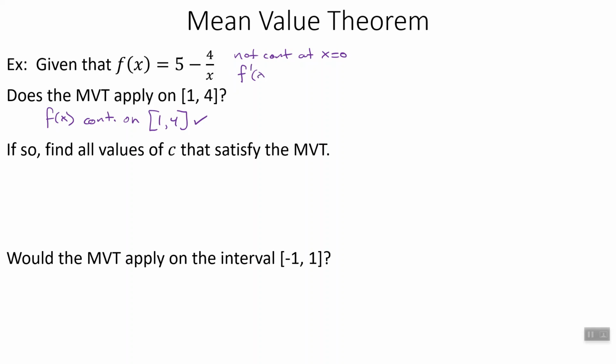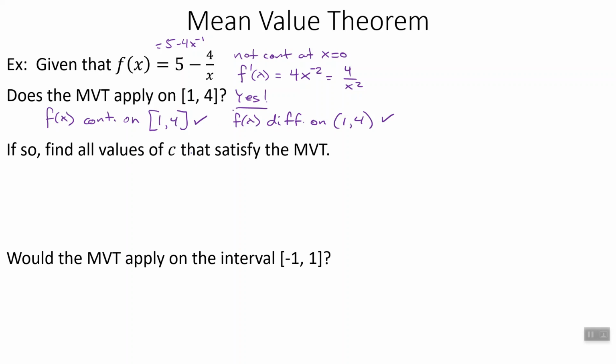So we're going to take our derivative. F prime of x is, that's going to go away. We can rewrite this as 5 minus 4x to the negative 1. And then we just bring down the negative 1. So we'll get negative 1 times negative 4 is 4, x to the negative 2, or 4 over x squared. And again, the only place this has a problem is 0. 0 is not in this interval. So we can say that f is differentiable on the open interval from 1 to 4. So both of those check out. So the answer to this question is yes, the mean value theorem applies.